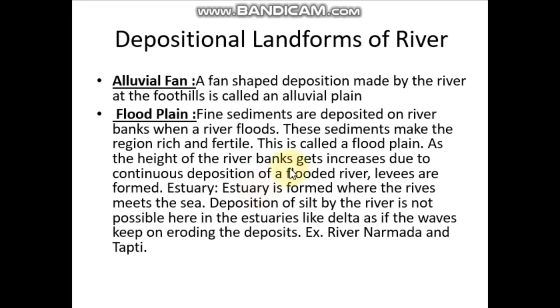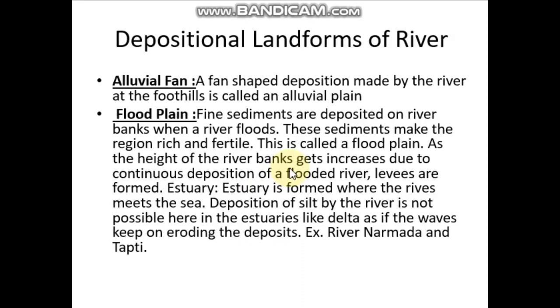Depositional landforms of river. There are two types of depositional landforms of river. They are alluvial fan and floodplain. Alluvial fan. What do you mean by this alluvial fan? A fan-shaped deposition made by the river at the foothills is called an alluvial fan. Floodplain. What do you mean by this floodplain? Fine sediments are deposited on the river bank where a river floods. These sediments make the region rich and fertile. This is called a floodplain.